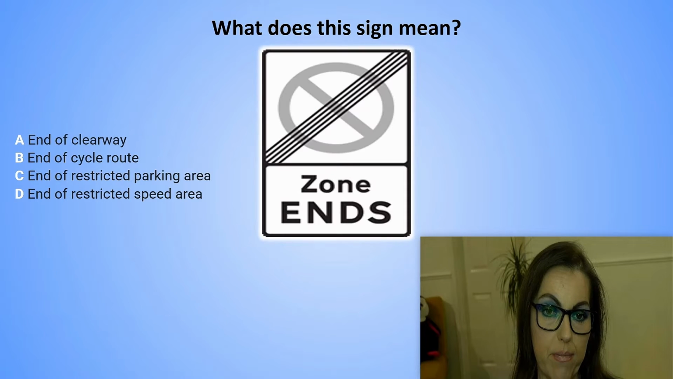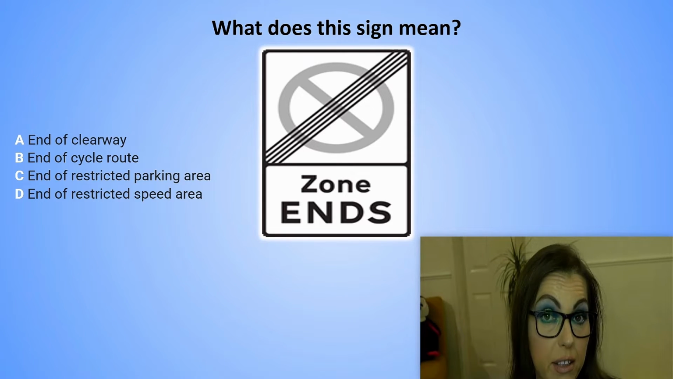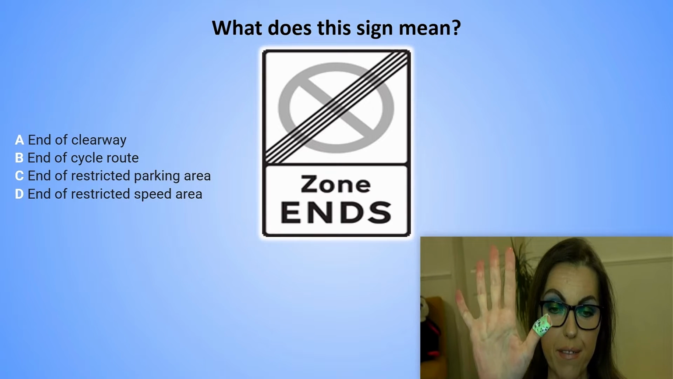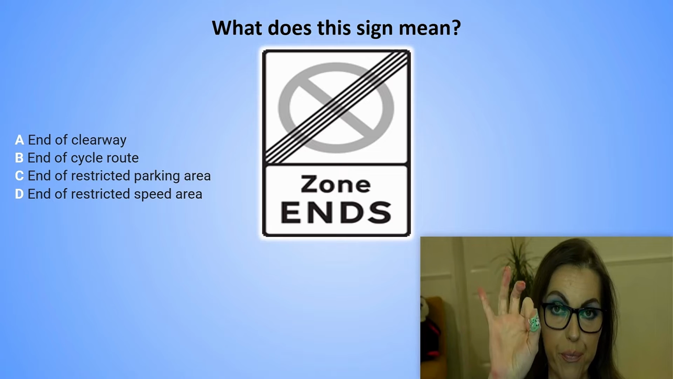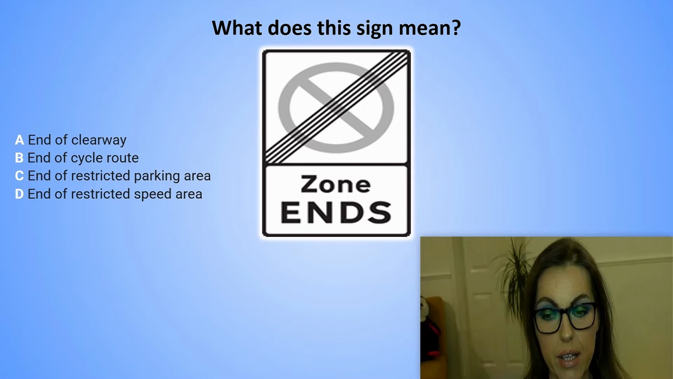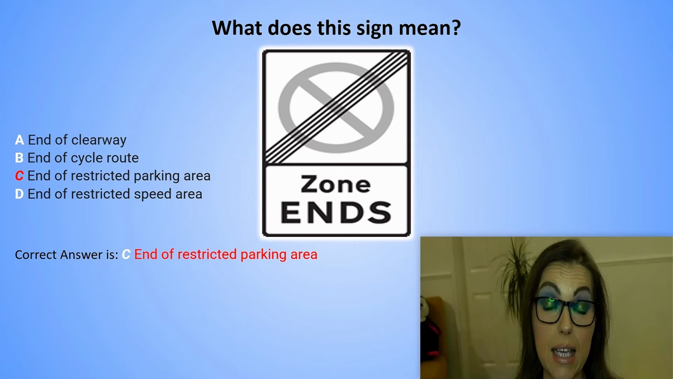Next question. What does this sign mean? A, end of clearway. B, end of cycle route. C, end of restricted parking area. Or D, end of restricted speed area. 5, 4, 3, 2, 1. And the correct answer is C, end of restricted parking area.